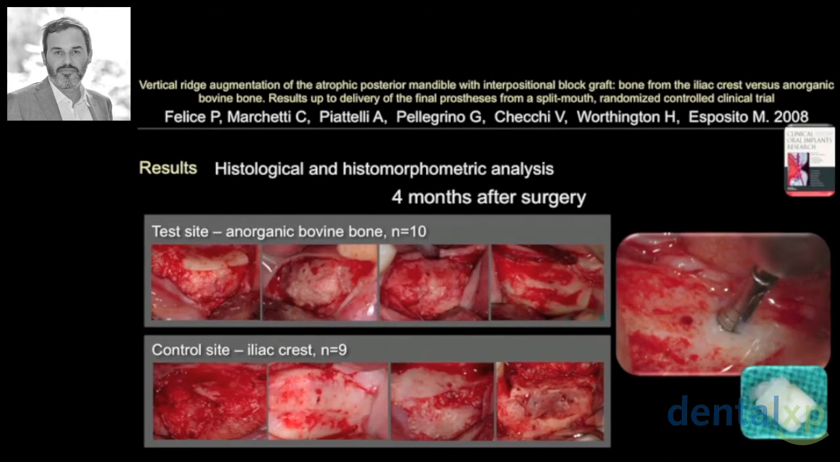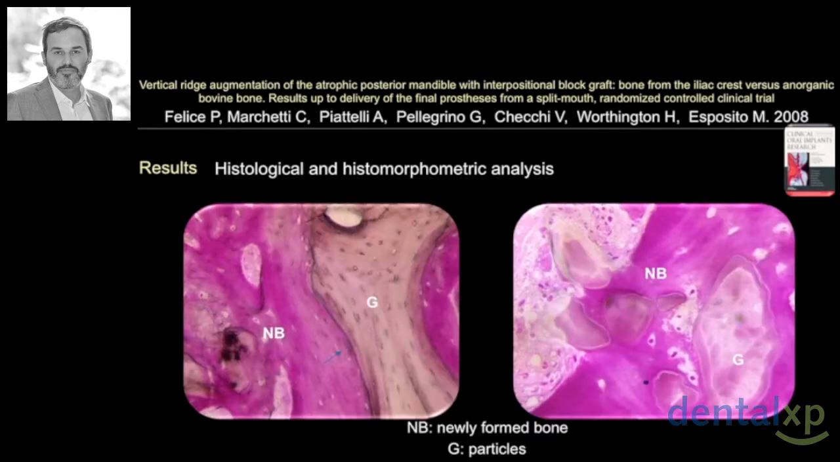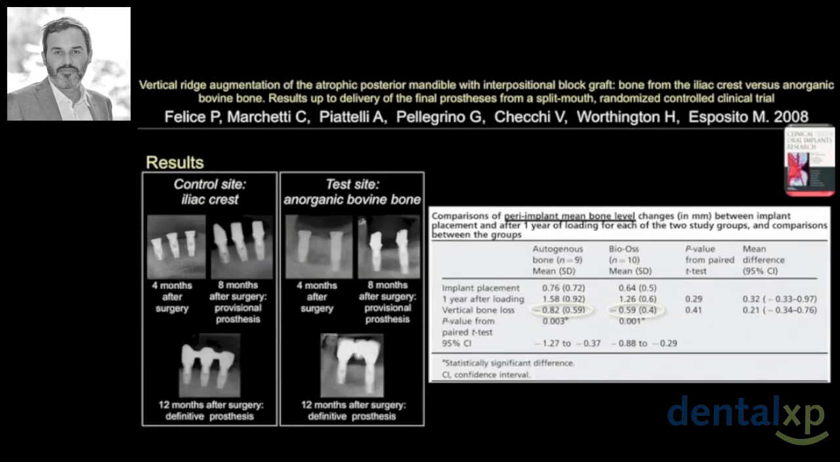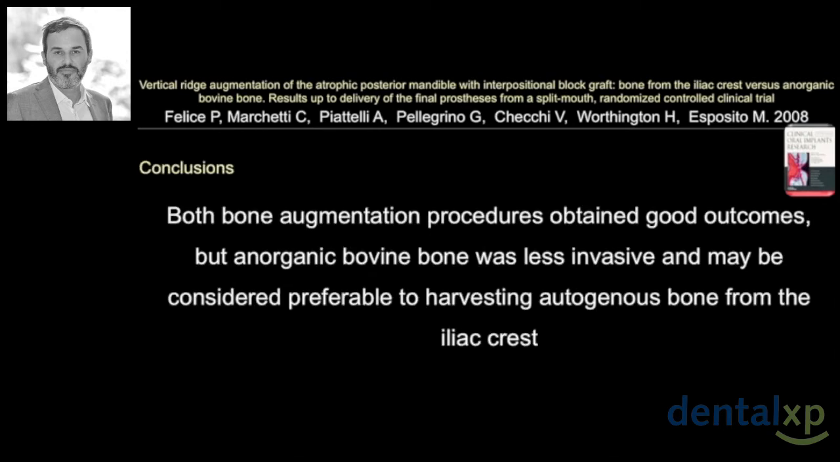On reopening the mandible, we sent samples for histomorphometric analysis. I'm not a histologist, but we can see in pink the new bone surrounded by biomaterial. Looking at peri-implant bone levels, bone loss differences between the two groups were not significant. In conclusion, our results show both bone augmentation procedures had good outcomes, but anorganic bovine bone was less invasive.